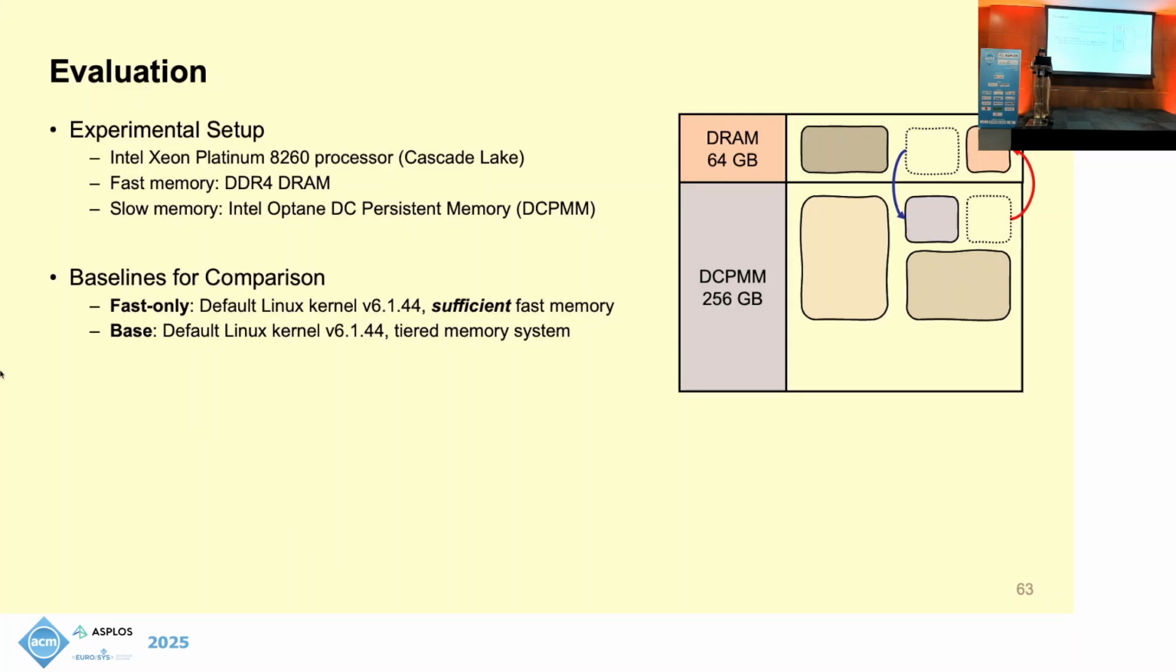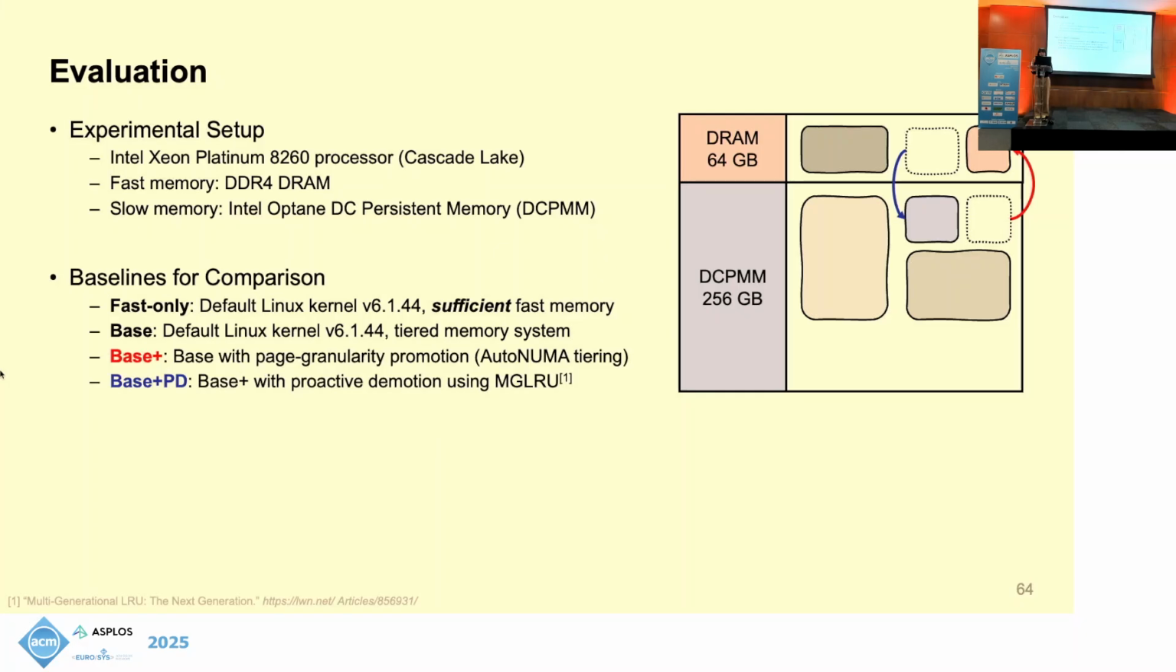Fast only has sufficient fast memory, so it doesn't need any memory management. Base is the default Linux kernel which allocates newly created pages to the slow memory when the fast memory is insufficient. We added a promotion feature by enabling Autonuma memory tiering mode on Base and named Base Plus.